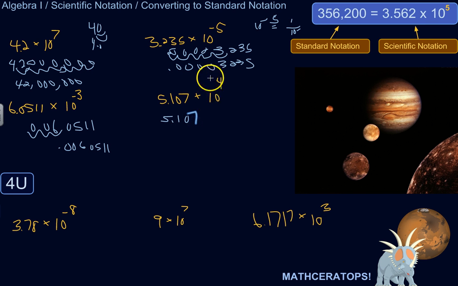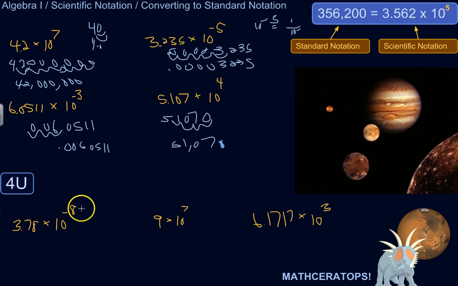All right, last one. 5.107 times 10 to the fourth. We're multiplying. This is a positive power, so we're going to go that many decimal places to the right. So 1, 2, 3, 4. You need to add a 0 there to show that place. So 51,070.